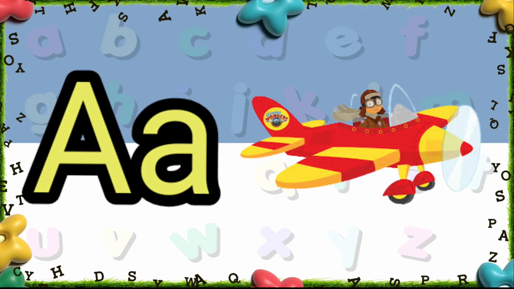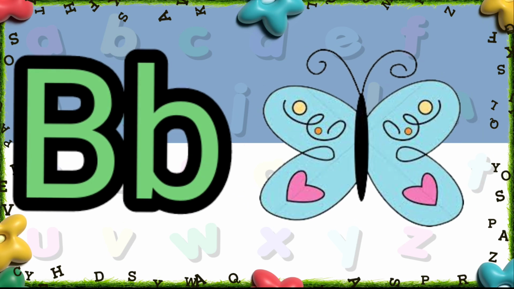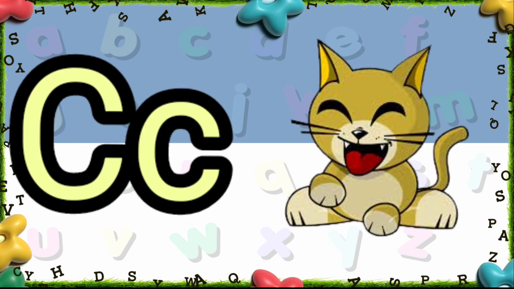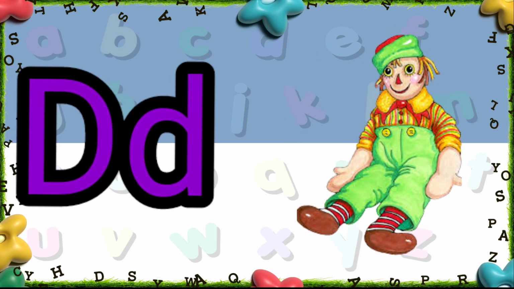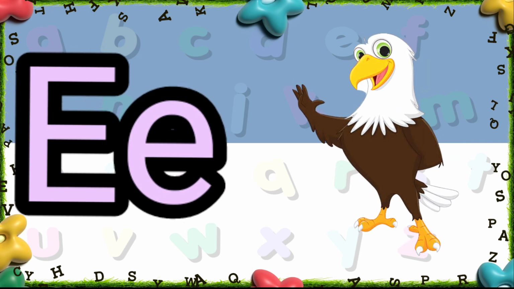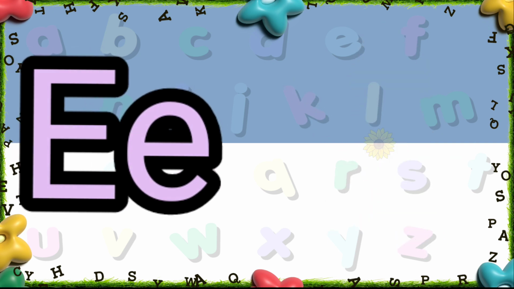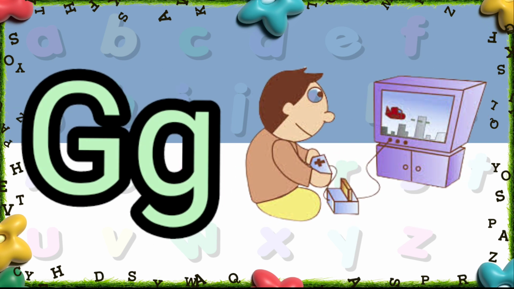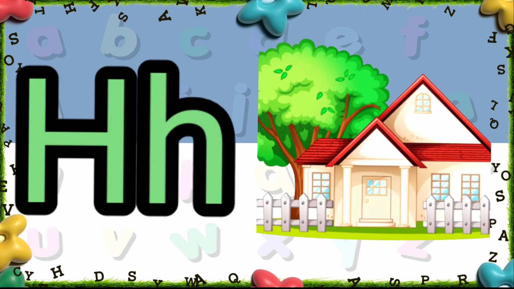A is for aeroplane. B is for butterfly. C is for cat. D is for doll. E is for eagle. F is for flower. G is for game box.